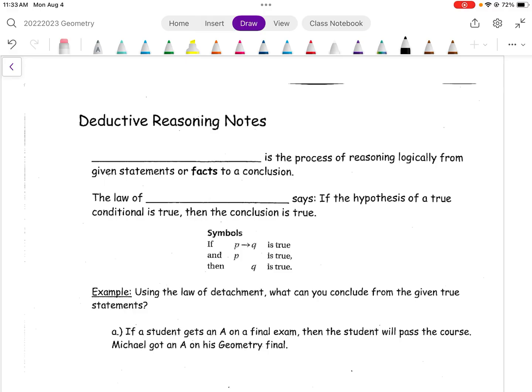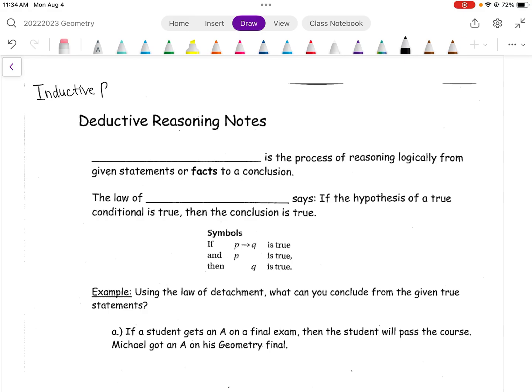All right, so today we're going to start off by talking about the difference between inductive reasoning and deductive reasoning. So honestly, with you guys, I kind of skipped over inductive reasoning just a little bit, because inductive reasoning is something you actually use all the time. So instead of spending a whole day on it, I just want you to write a quick definition up here.